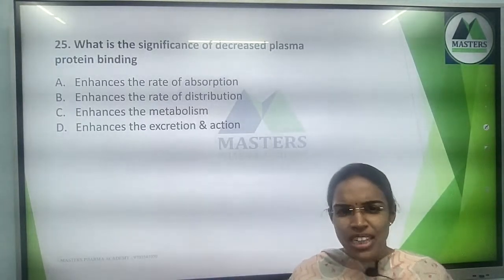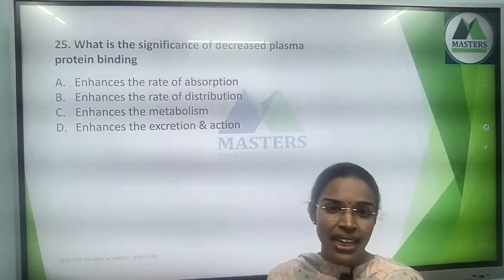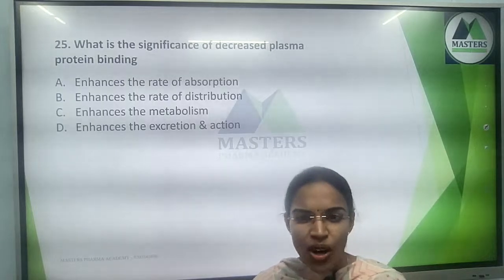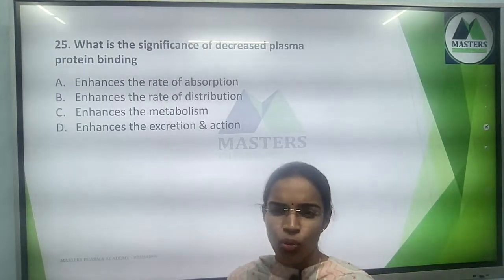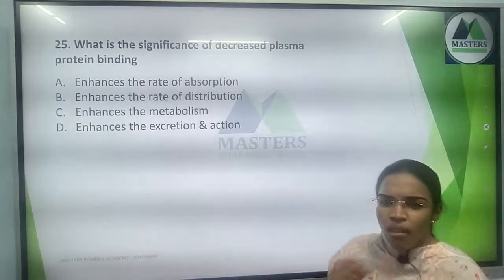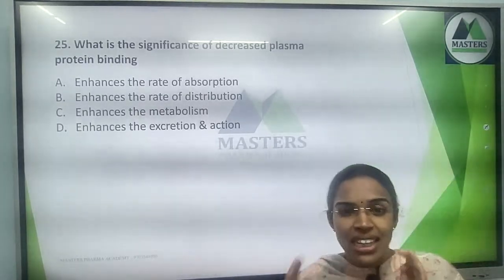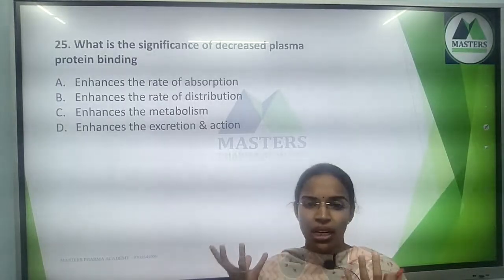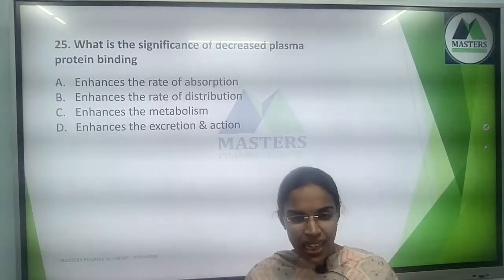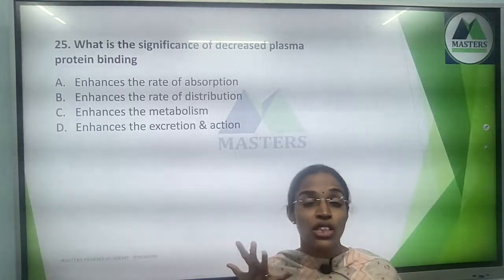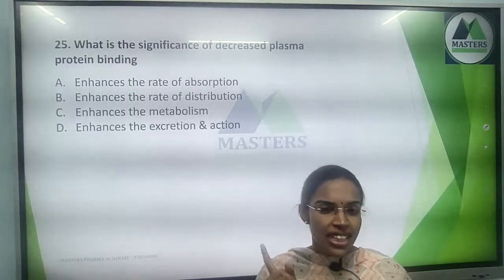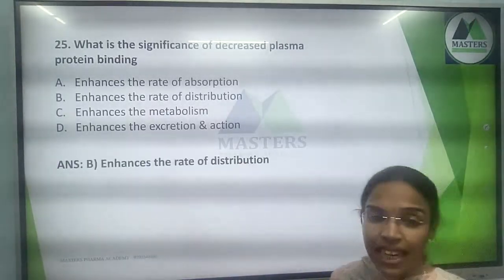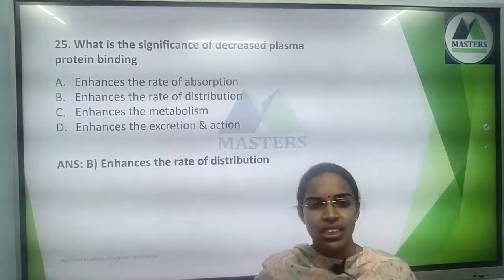Which is the right answer with respect to decreased plasma protein binding? When there is decreased plasma protein binding, more free drug is available in the blood, and it enhances the rate of distribution, and the volume of distribution is also enhanced. That was the right answer.